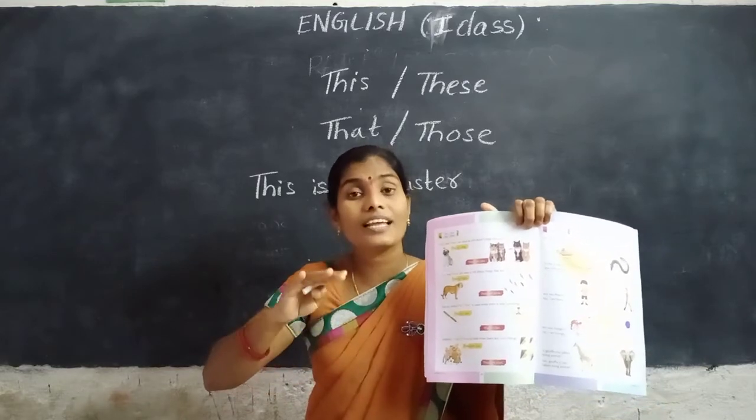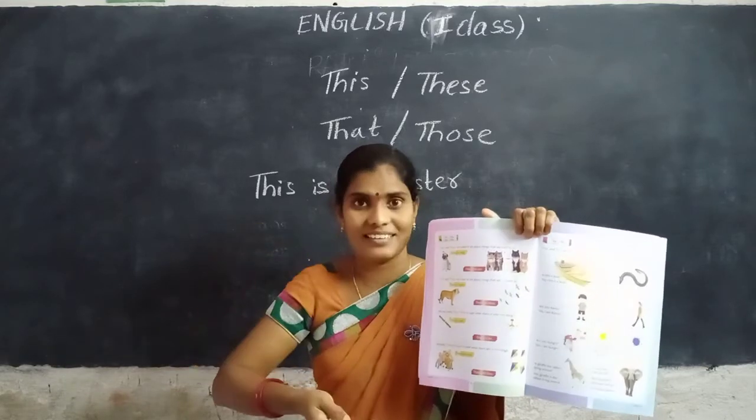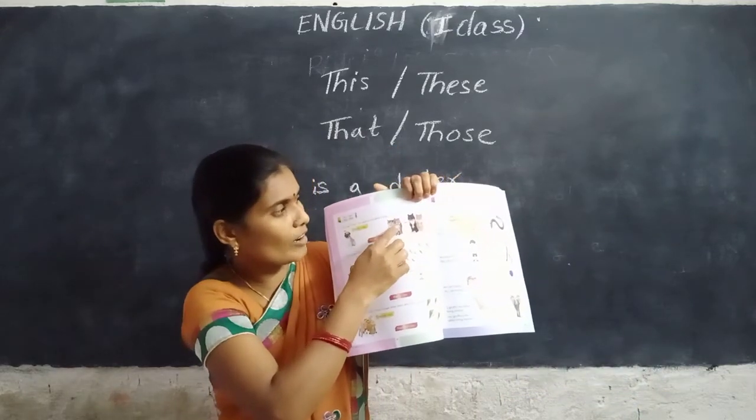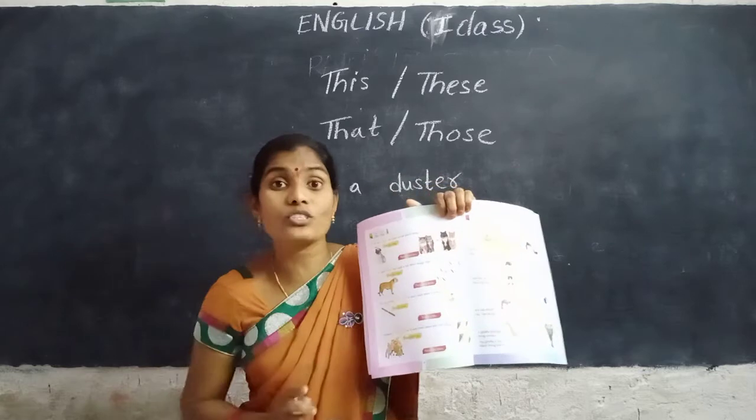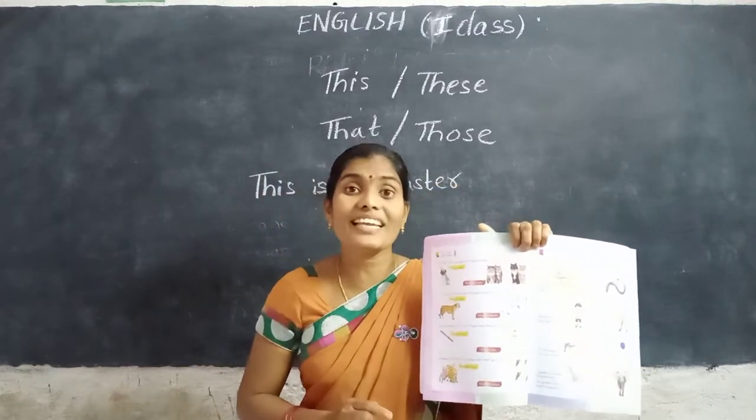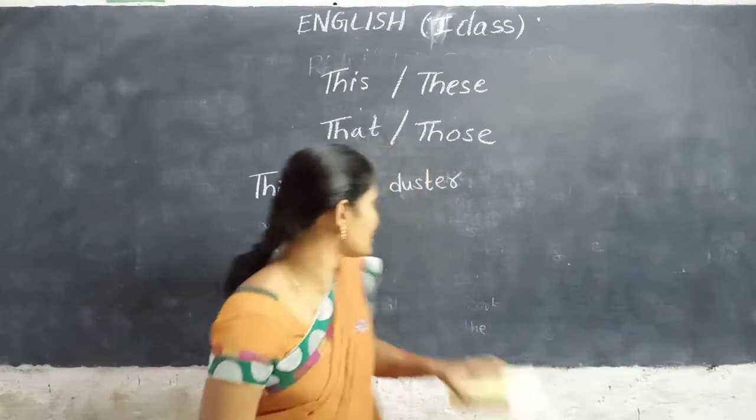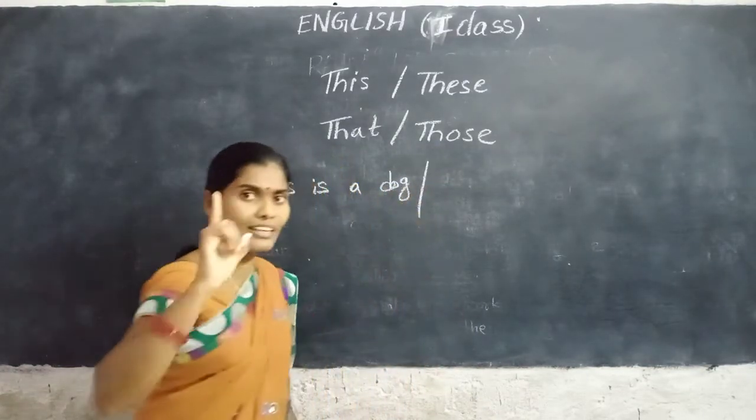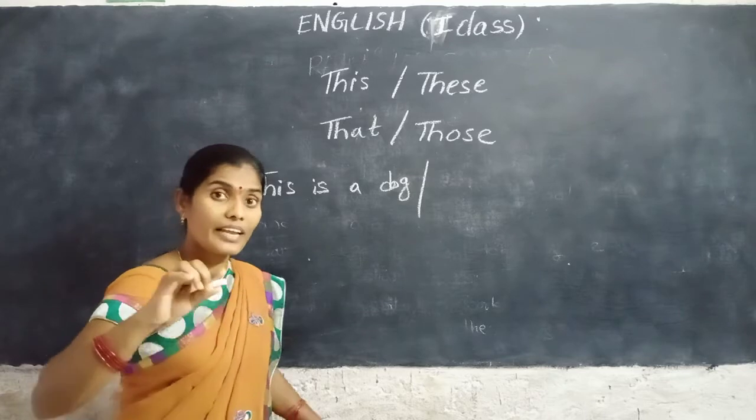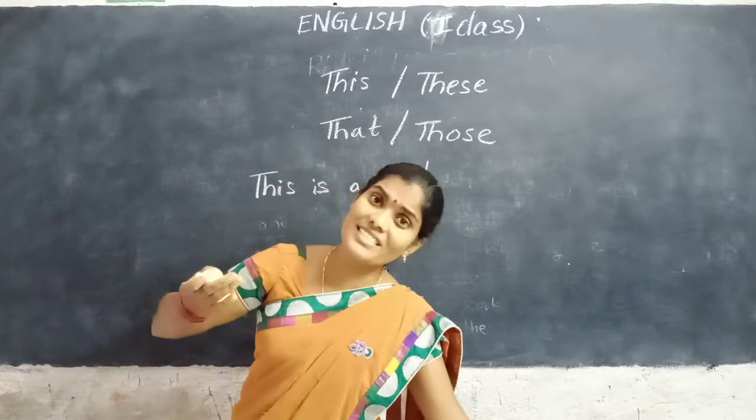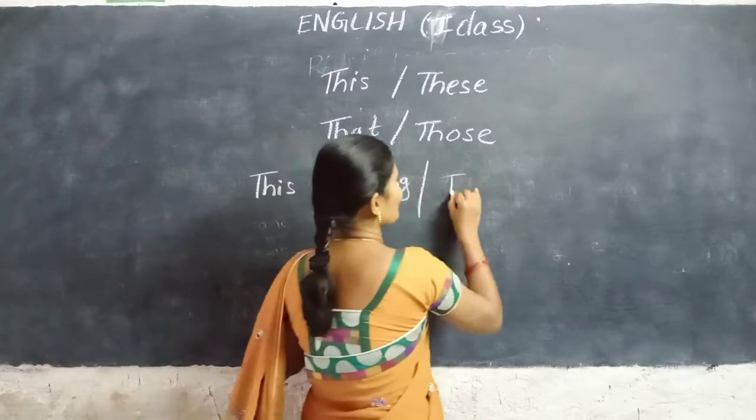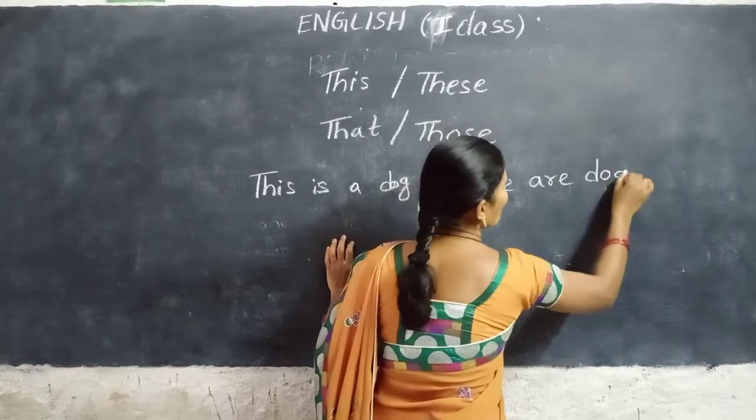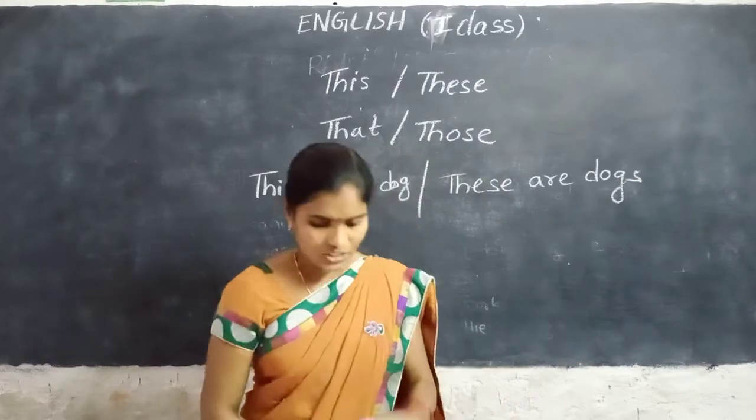If the noun is more than one, okati kante ekkuva unte. Here, 1, 2, 3, 4, 5. 5 dogs are there. Then we have to say, these are dogs. This is a dog. If it is only one, this is a dog. If the dogs are more, these are dogs.